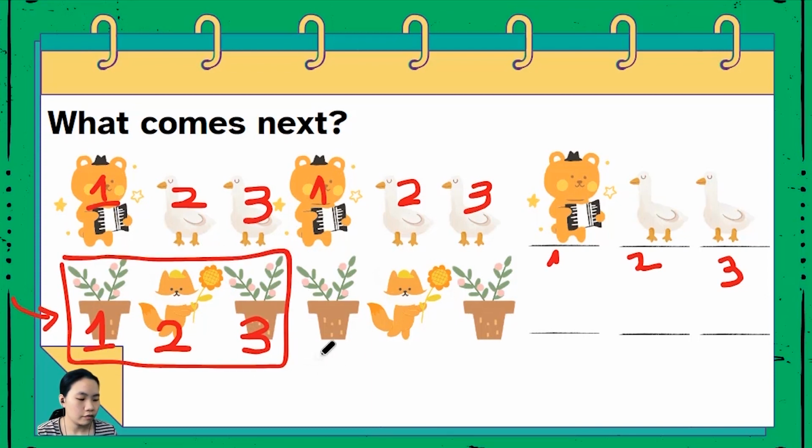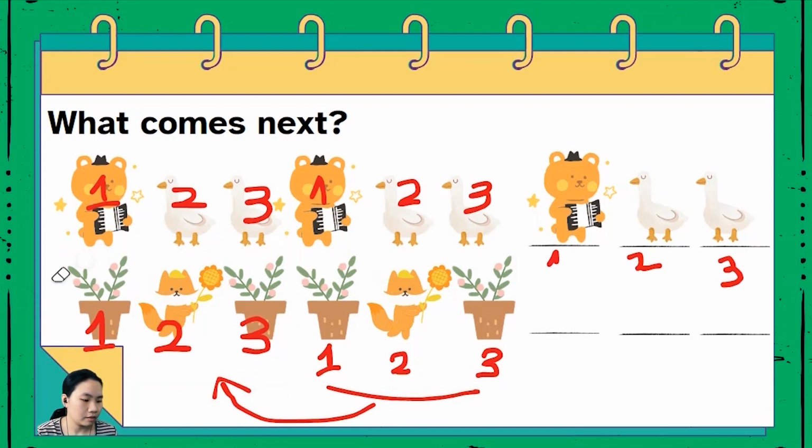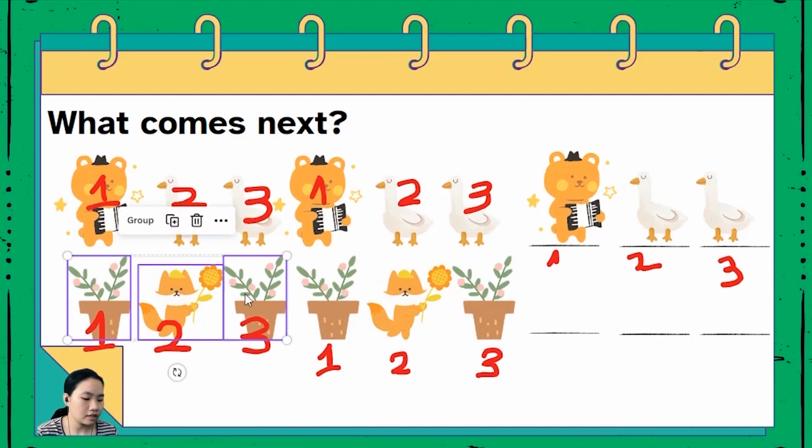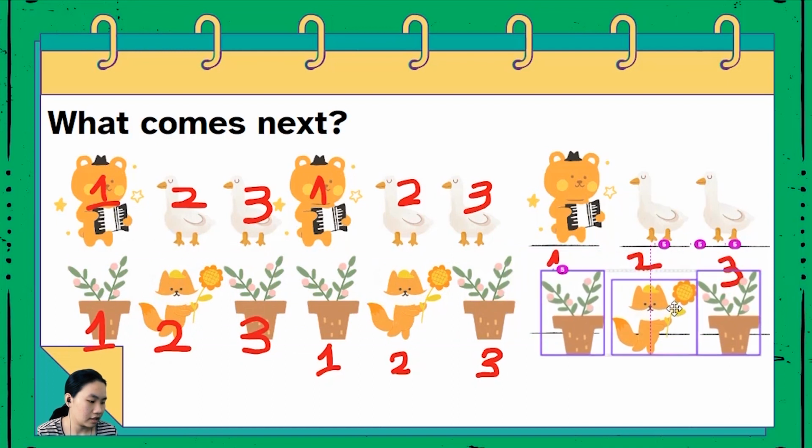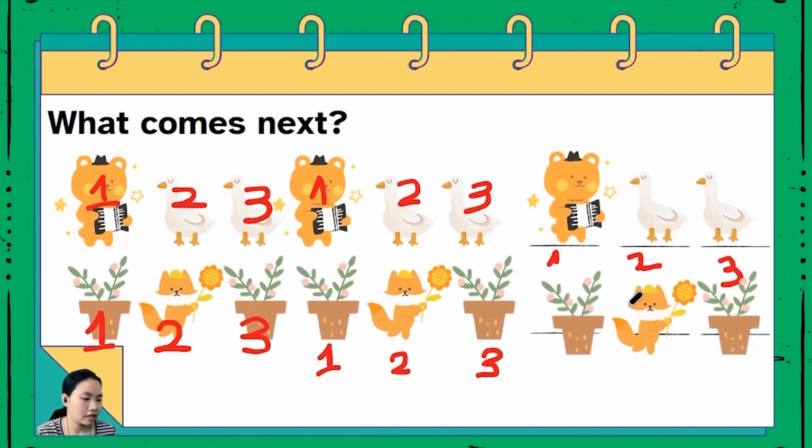1, 2, 3. If we run it back again, we have 1, 2, 3. So this matches up with this. They are the same. Okay. Let me do a quick erasure so I can copy and paste these guys. There we go. Okay. 1, 2, and 3. That's it.